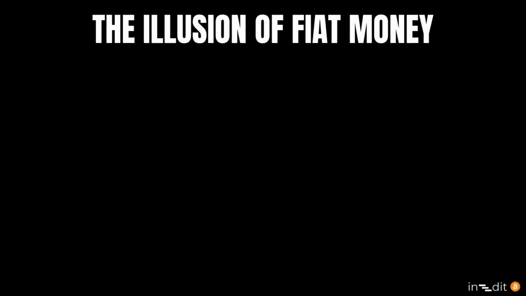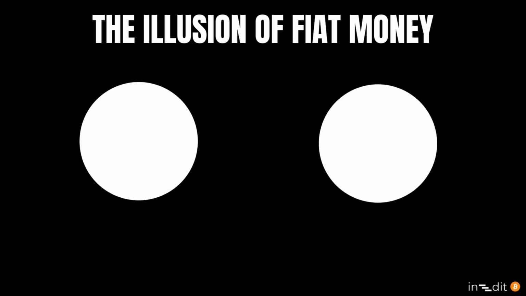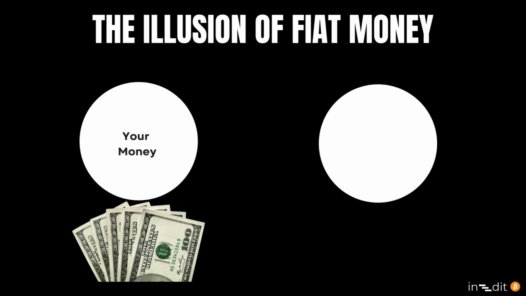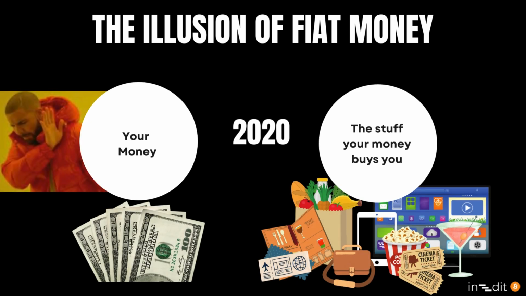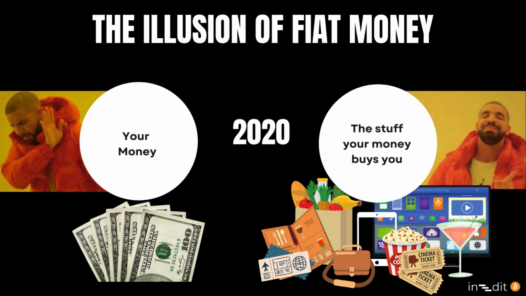To better illustrate the illusion of fiat money, let's examine a simple visual example. On this slide, you'll see two circles. The left circle represents your money, and the right circle represents what your money buys you. We don't seek to accumulate more money for its own sake. We want more of what money can buy us. Therefore, the right circle is the crucial one. The illusion of fiat money tries to distract us by focusing on the left circle. Now, let's take a look at the right circle, even if I'm trying to distract you with the left one.